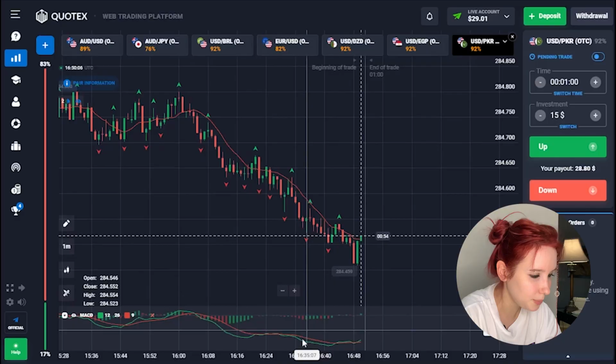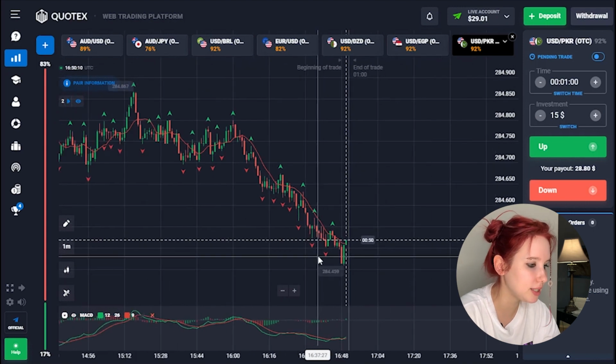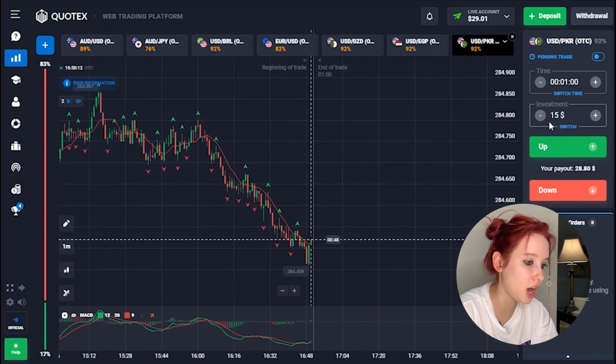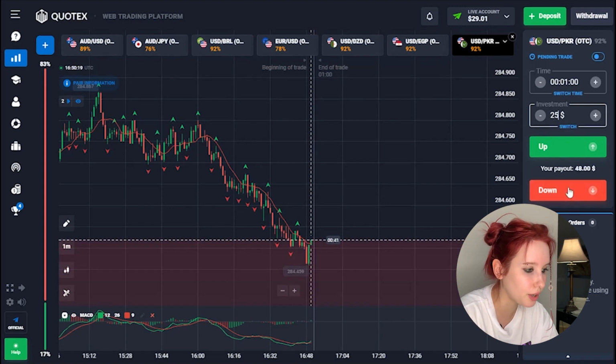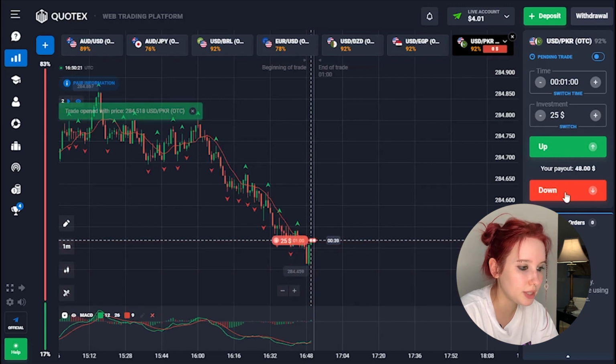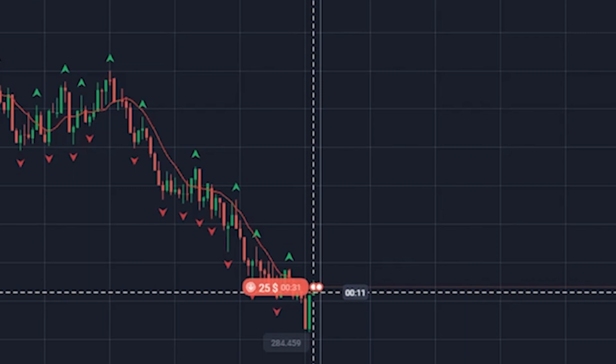Let's look further. A downtrend movement again. As we can see, the MACD indicator has been in the lower position for a long time, and I think that after all, the price will continue its movement. And let's work on and increase investment and bet on decrease.